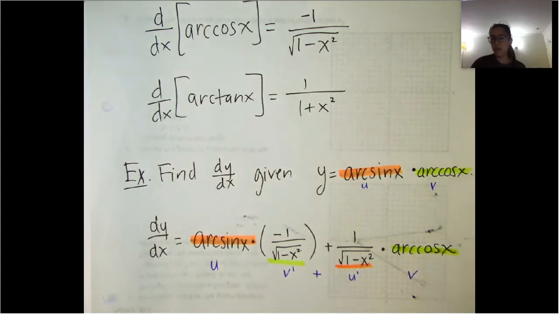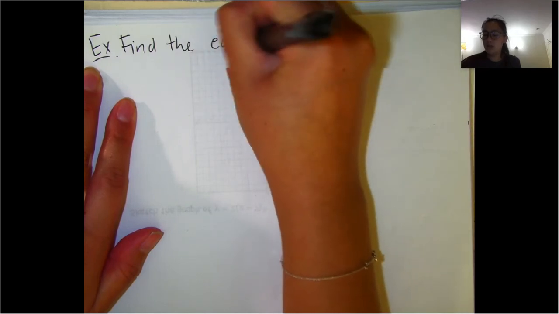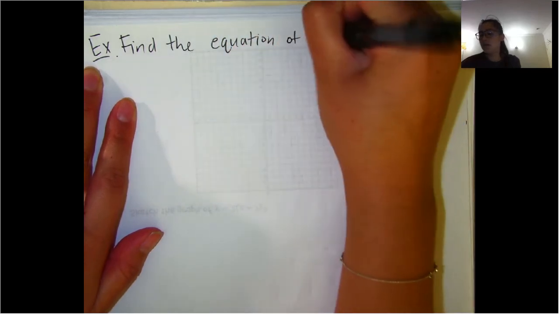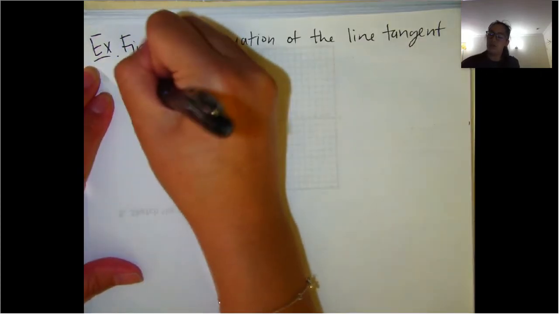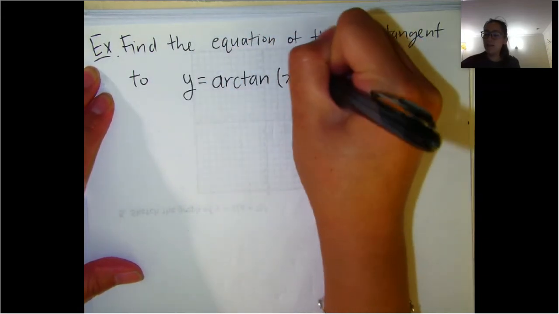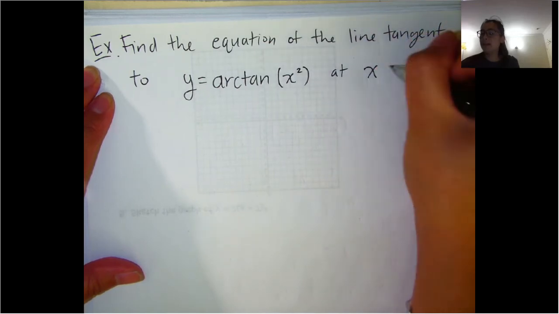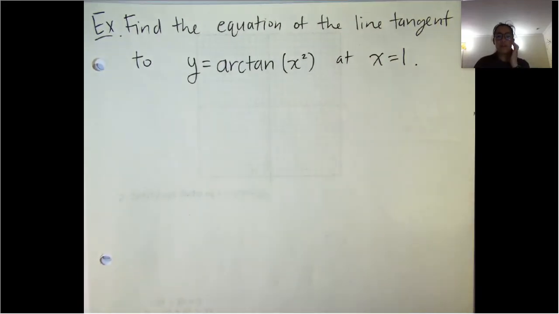Let's go ahead and do one more example. For example, I want you to find the equation of the line tangent to y equals arctangent of x squared at x equals 1. So find the equation of the line tangent to y equals arctangent of x squared at x equals 1.